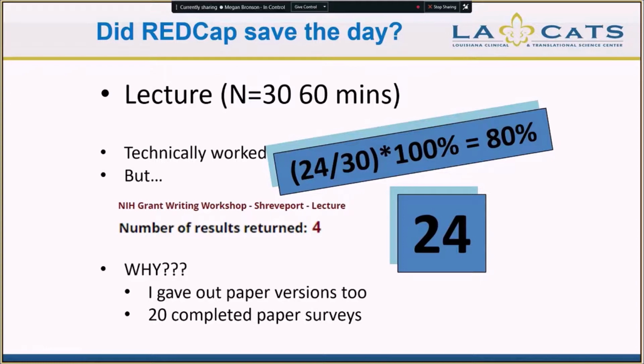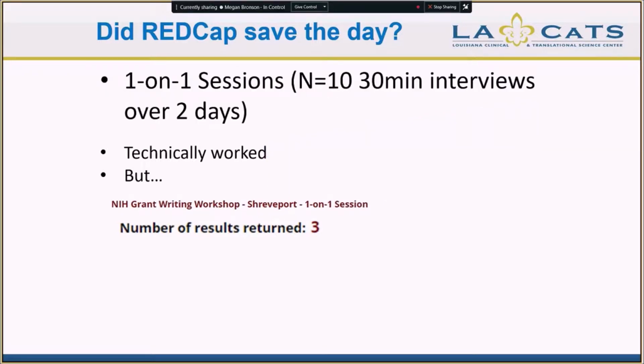But now I run the risk of duplication. What if there's a really wonderful person who decided to take it twice? I won't know on their paper surveys which ones to exclude. So it's not perfect, but I'm still at 80%. I'm happy with 80%. All right, so let's take a look at the one-on-one sessions.